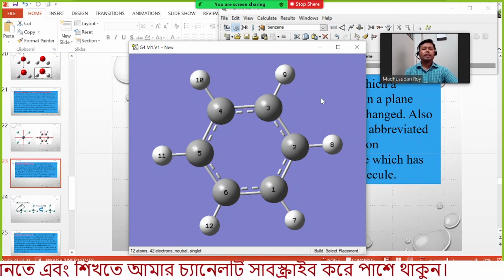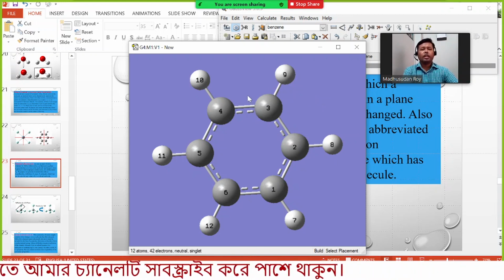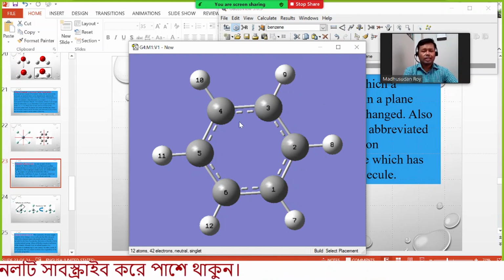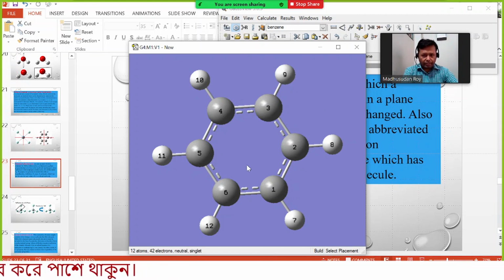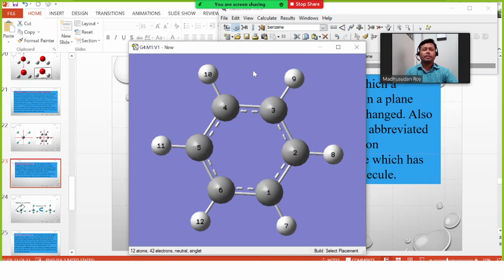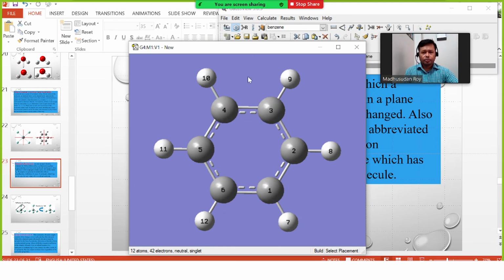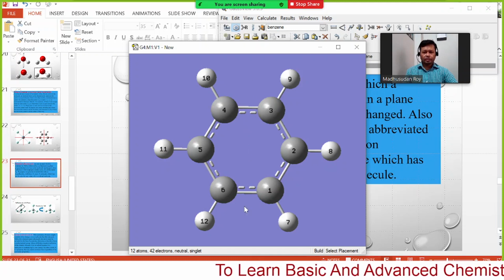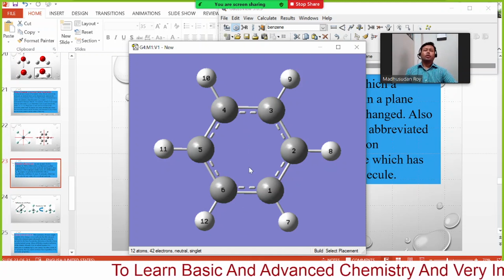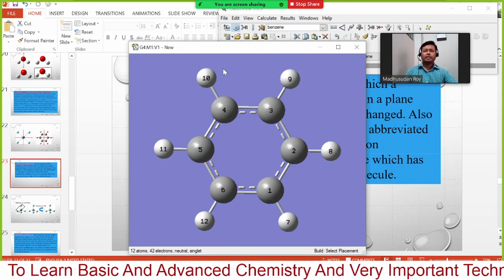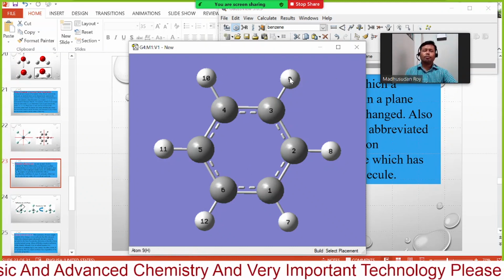And then reflection. What is reflection? If you reflect in this way, if you have one plane or mirror, by dividing this bond, that means 1 6 and 3 4, this carbon, if you have one line or mirror exactly through this, in that case what will the reflection be? This 10 will come back to this position.